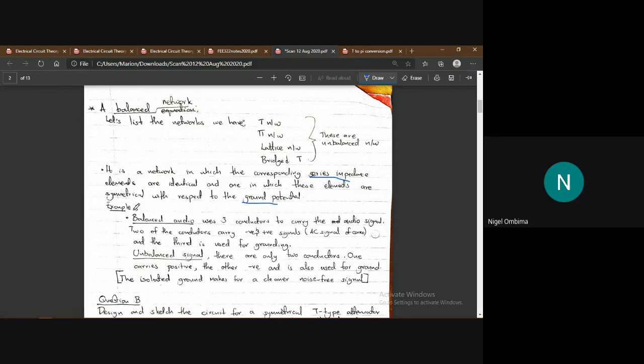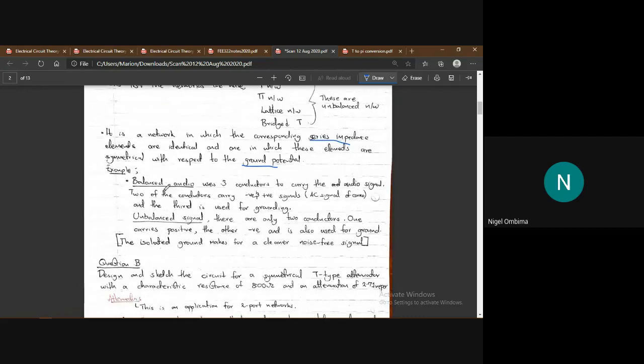But there was an example about it, using balanced audio. It uses 3 conductors to carry the audio signal. 2 of the conductors carry the negative and positive signal, AC of course, and the 3rd one is used for grounding. If you look at auxiliary cables, some of your earphones, you can see 3 markings on them that depict the 3 conductors, but an unbalanced signal flows in an unbalanced circuit, I guess.